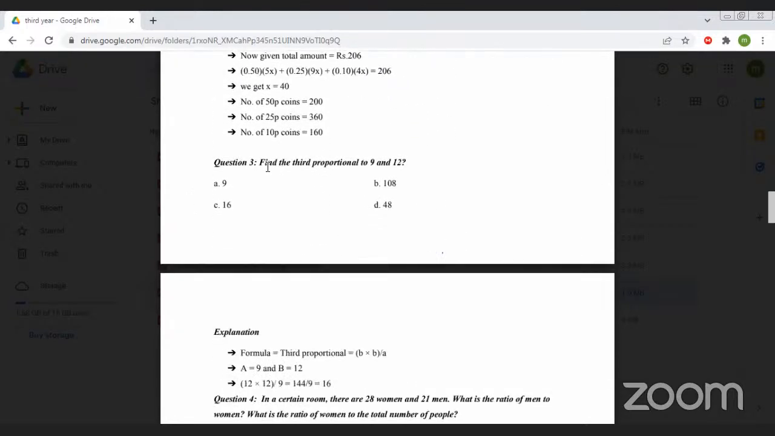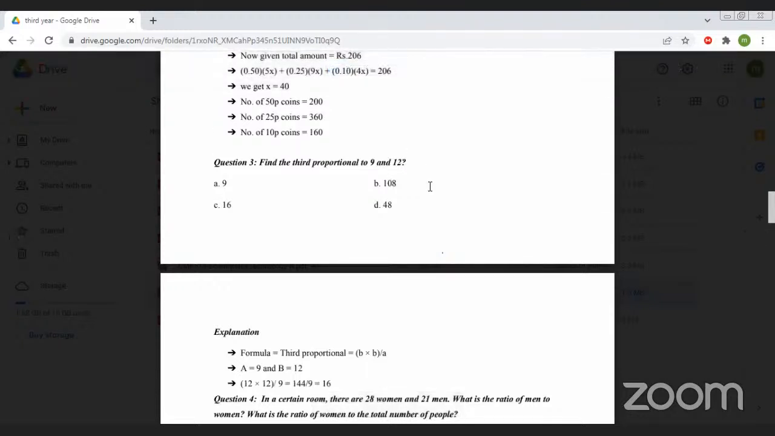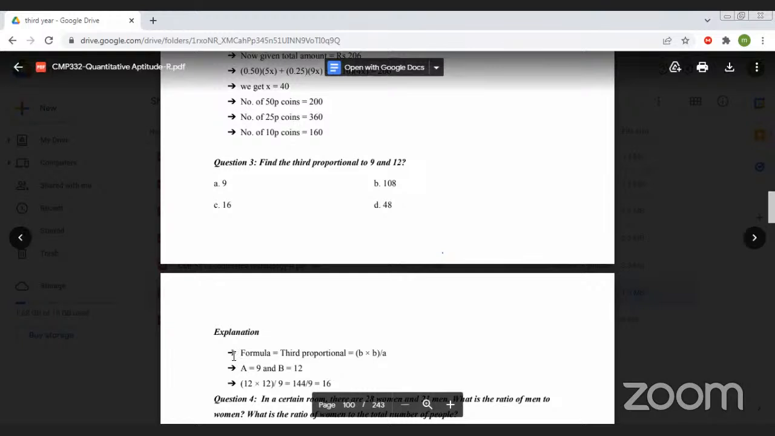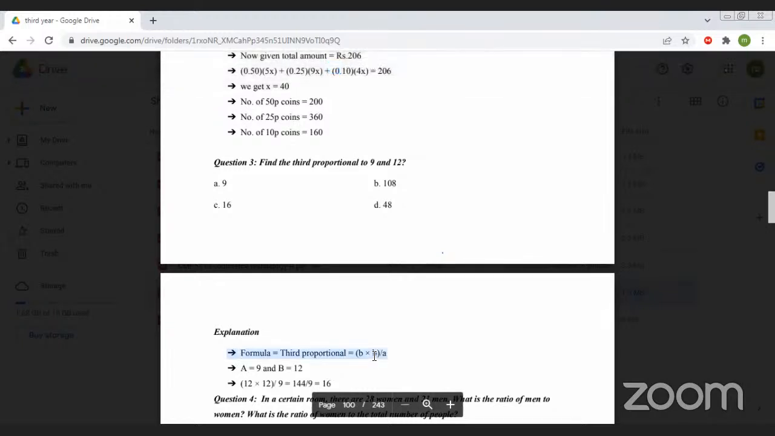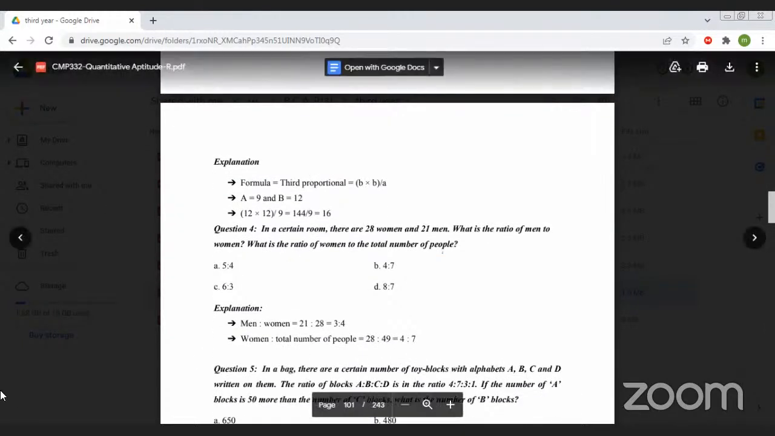Understood? Now see, find the third proportional to 9 and 12. So how are you going to form? There is a formula for that. That is B cross B upon A. So your B is what? 12. So 12 into 12 is 144 upon A. That is 9. So that becomes 16.